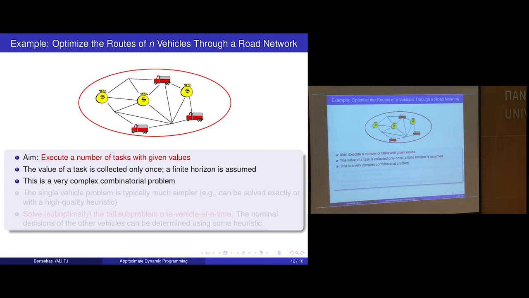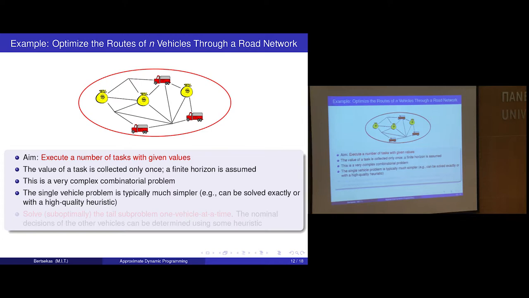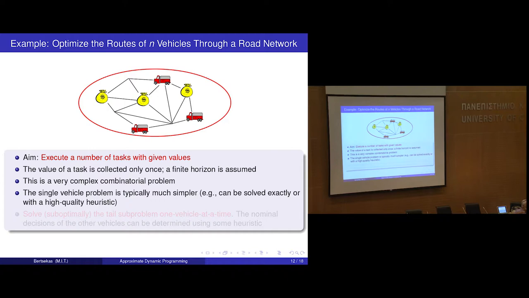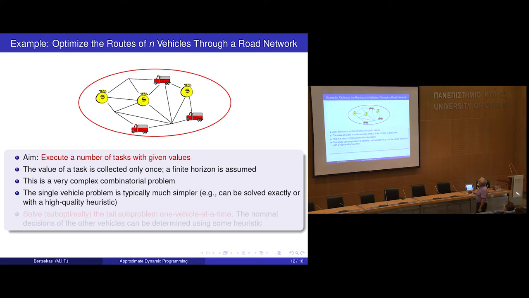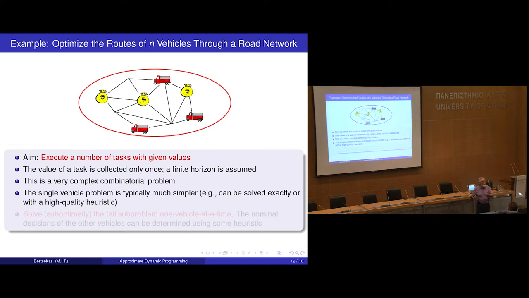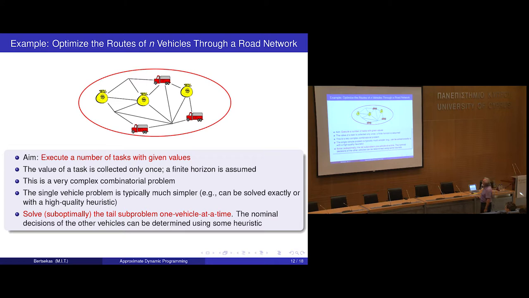However, very often the problem involving a single vehicle is relatively simple. It involves designing a route to go from the current place to some other place over time, and it makes sense to optimize here one vehicle at a time. Design the route for one vehicle, keeping the routes of the other vehicles at some nominal values. Then freeze that route, and then go to the second vehicle, and so on. That's an example of what I mean by enforced decomposition, one at a time.